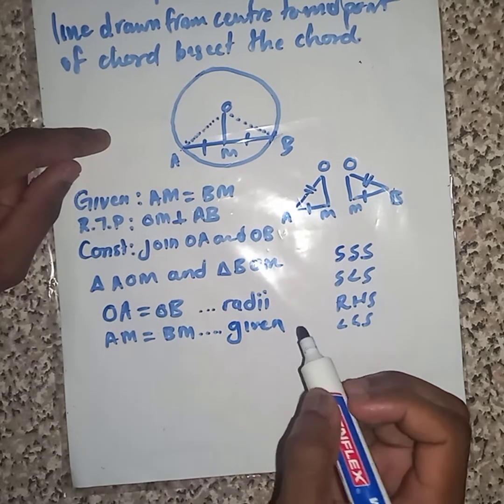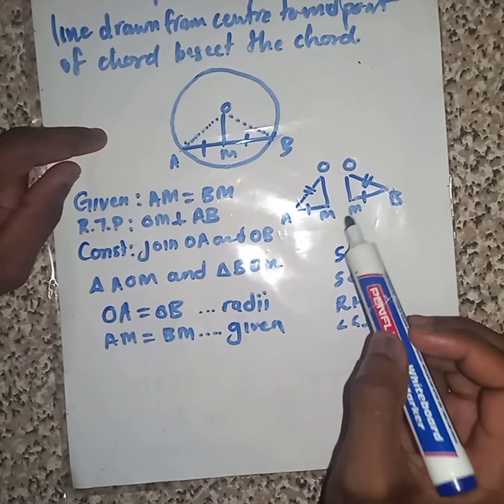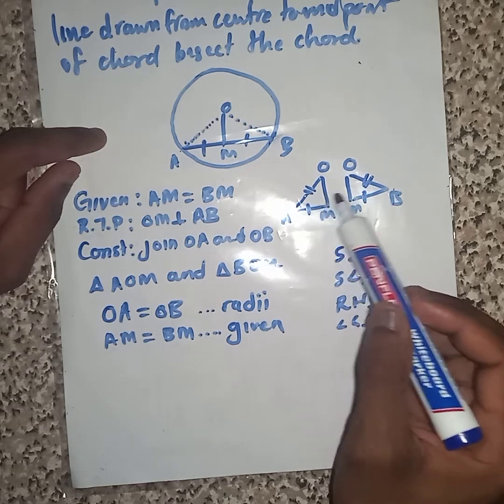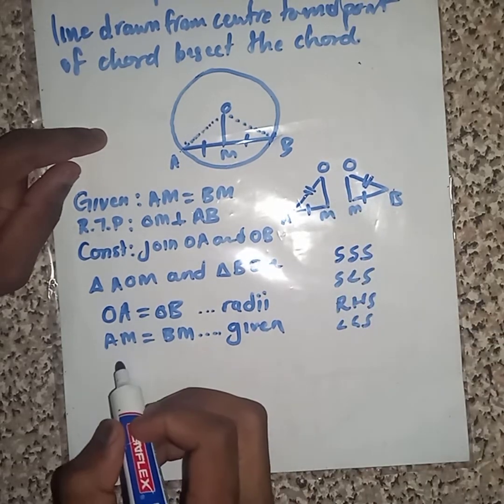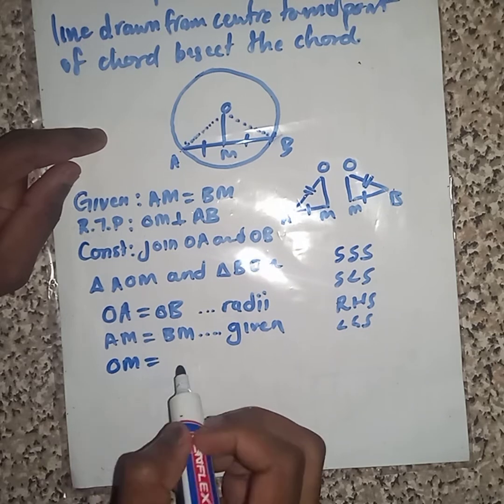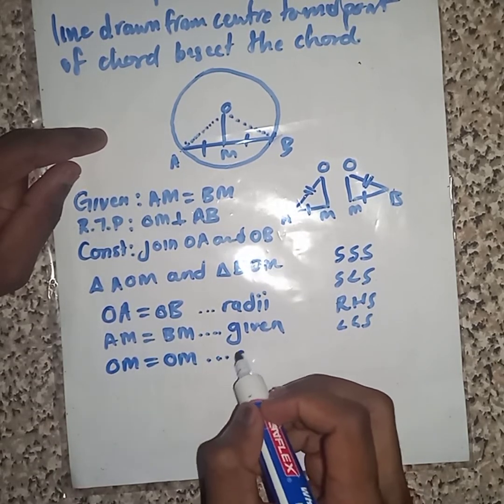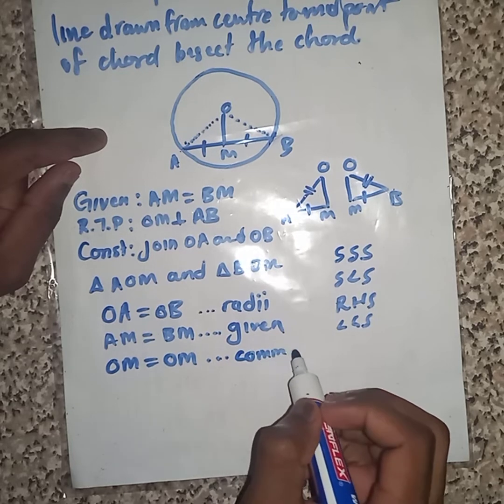And let us move to the last one. Check. I have two triangles. You see OM, it appears in both triangles. Now OM is going to be equal to OM, same. But the reason is going to be what? Come on.